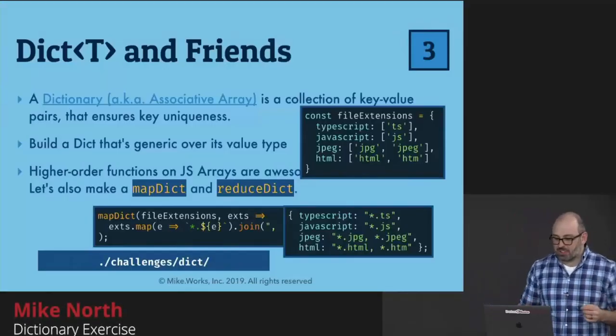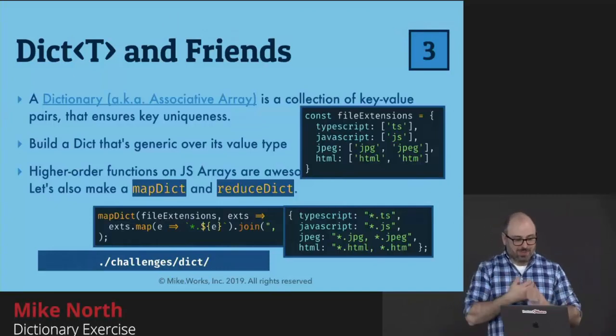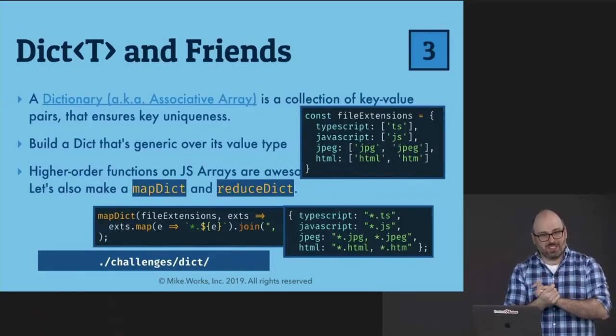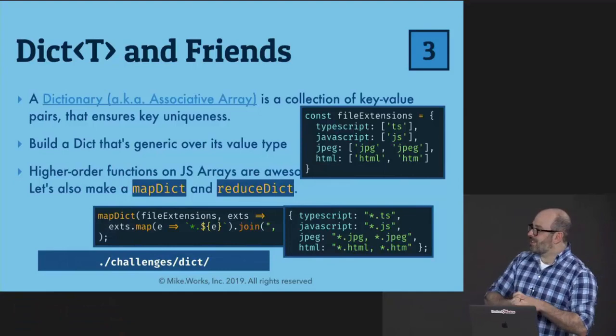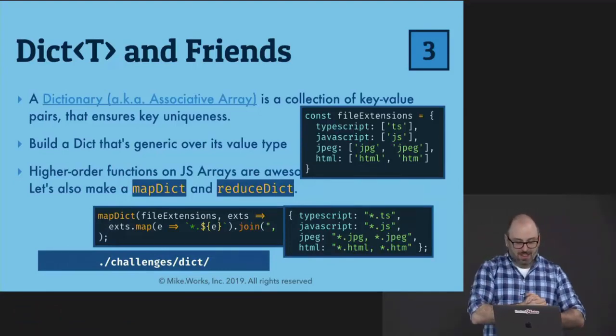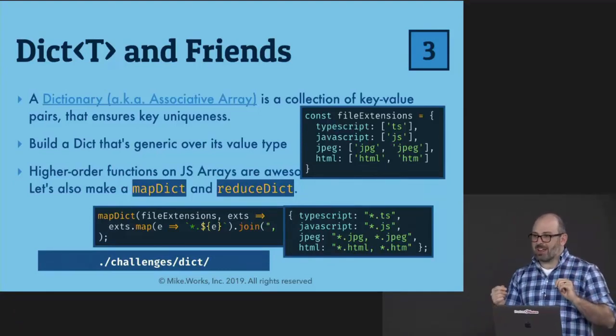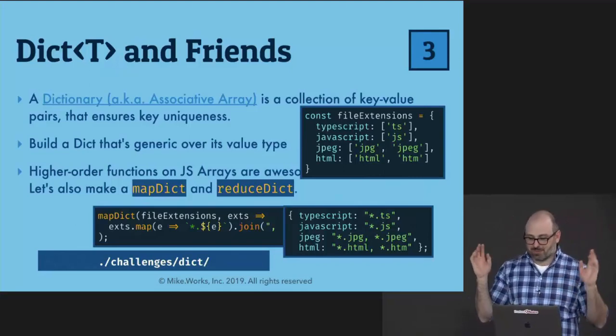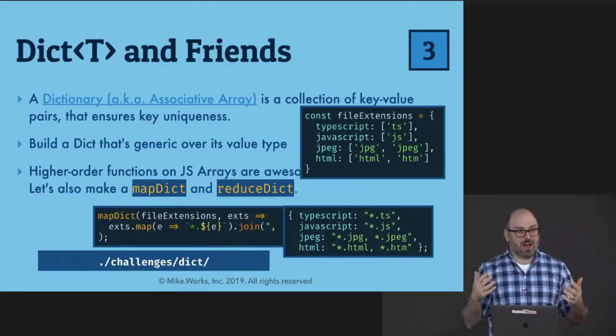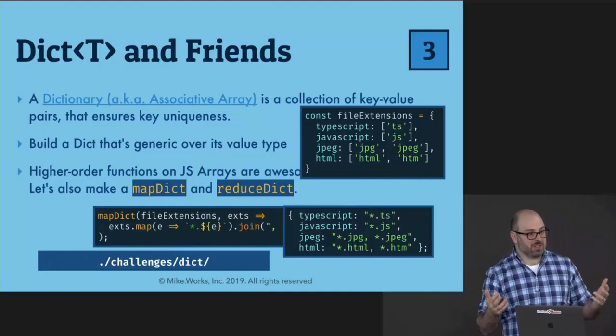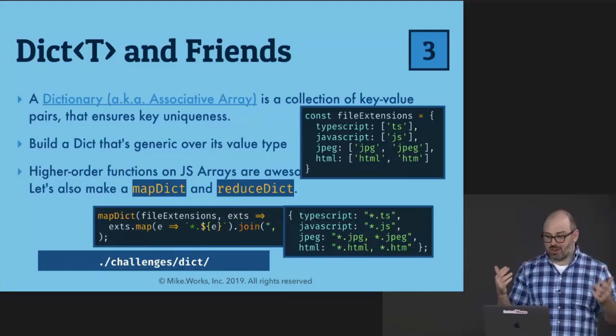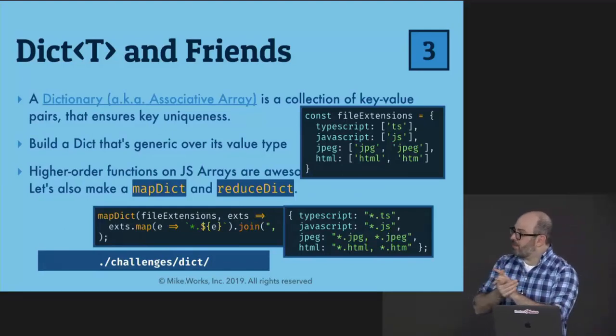So we're going to create some familiar looking utilities built around a dictionary type. Has anyone here used map and reduce on arrays? Show hands. Awesome, everybody. So we're going to build map and reduce for dictionaries, and we're going to define a dictionary type. So here's an example.